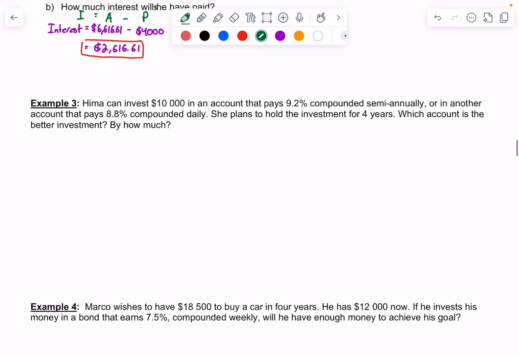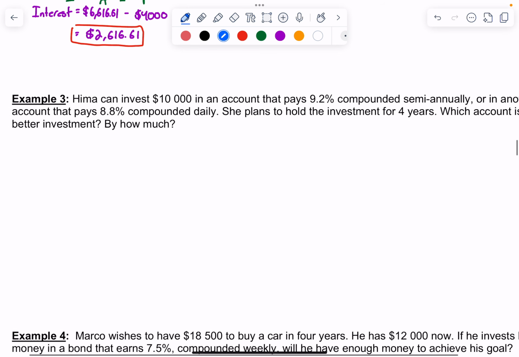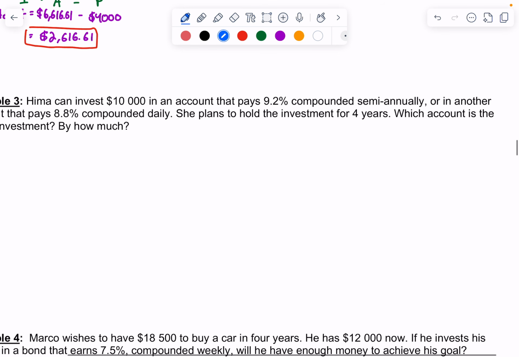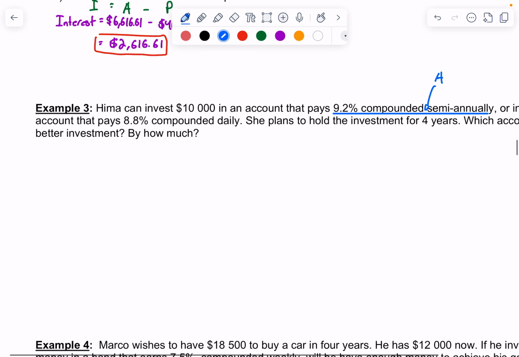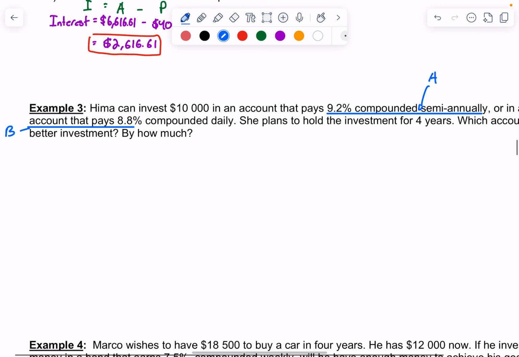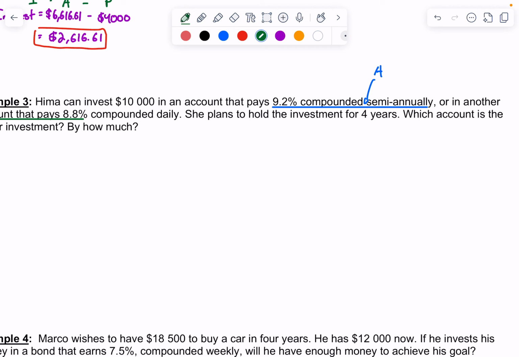Okay, so let's organize this a little. HEMA can invest $10,000 into an account that pays 9.2% semi-annually. Let's call this account A, so we can do our math under A. And in another account that pays 8.8%, we'll call this account B. I'll underline it differently too, so you can visually see a different account. 8.8, there you go. We'll call that one B. Compounded daily. She plans to hold the investment for 4 years. So there is your time. That is how long we are analyzing this problem for. So T is equal to 4. Which account is a better investment?